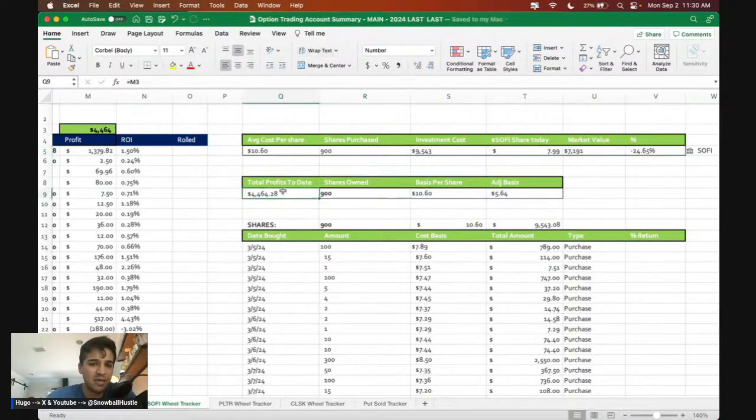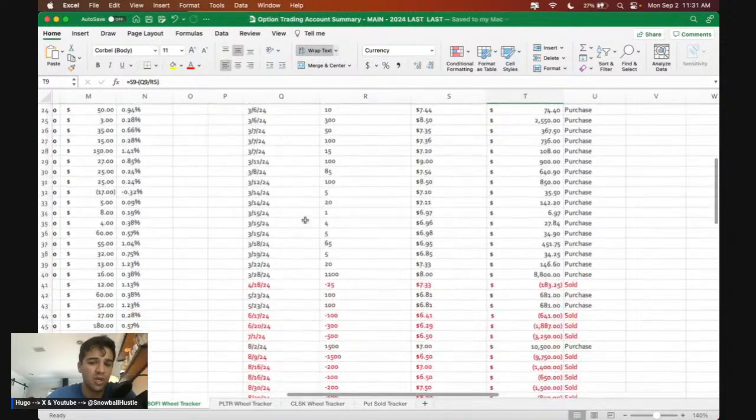But if we take profits to date and redistribute it throughout the basis and the shares that we have, then technically my adjusted basis is $5.64, right? Because we're taking what my cost is, which is 9,000, we subtract 4, so we really have about 5,000 and change, which is what this basis comes out to. So this highlights the beauty of option selling because it saves you from making bad decisions.